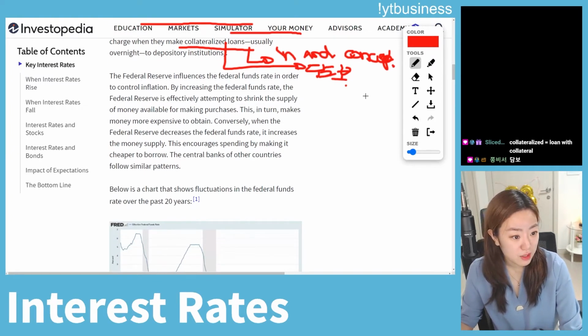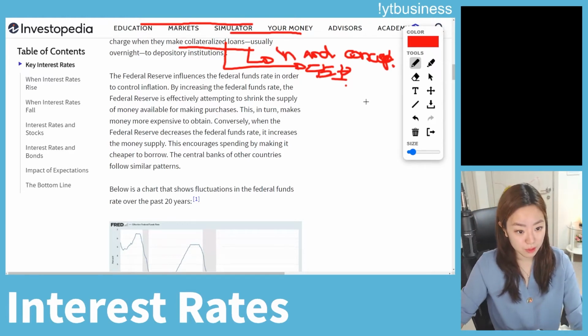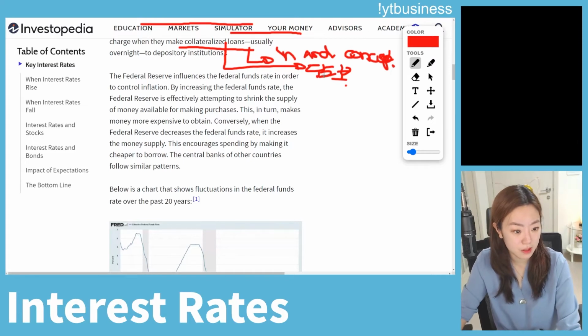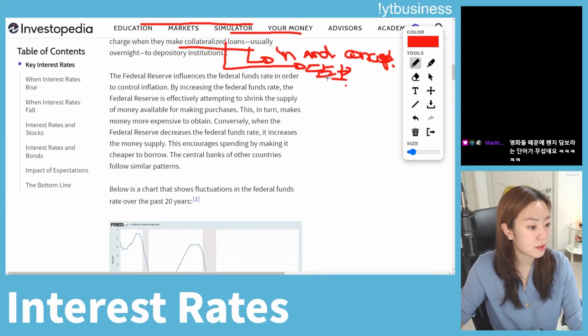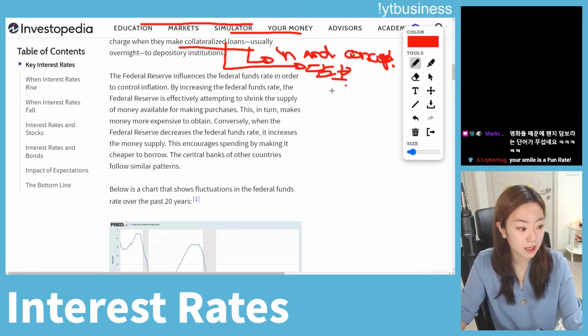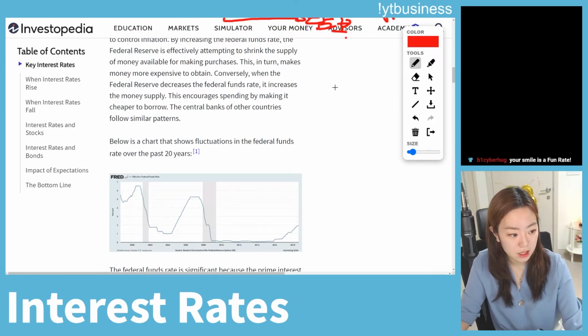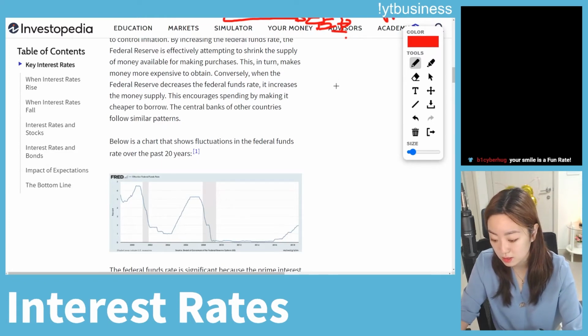So the Federal Reserve influences the federal funds rate in order to control inflation. By increasing the federal funds rate, the Federal Reserve is effectively attempting to shrink the supply of money available for making purchases. This, in turn, makes money more expensive to obtain. Conversely, when the Federal Reserve decreases the federal funds rate, it increases the money supply. This encourages spending by making it cheaper to borrow. The central banks of other countries follow similar patterns. Below is a chart that shows fluctuation in the federal funds rate over the past 20 years.